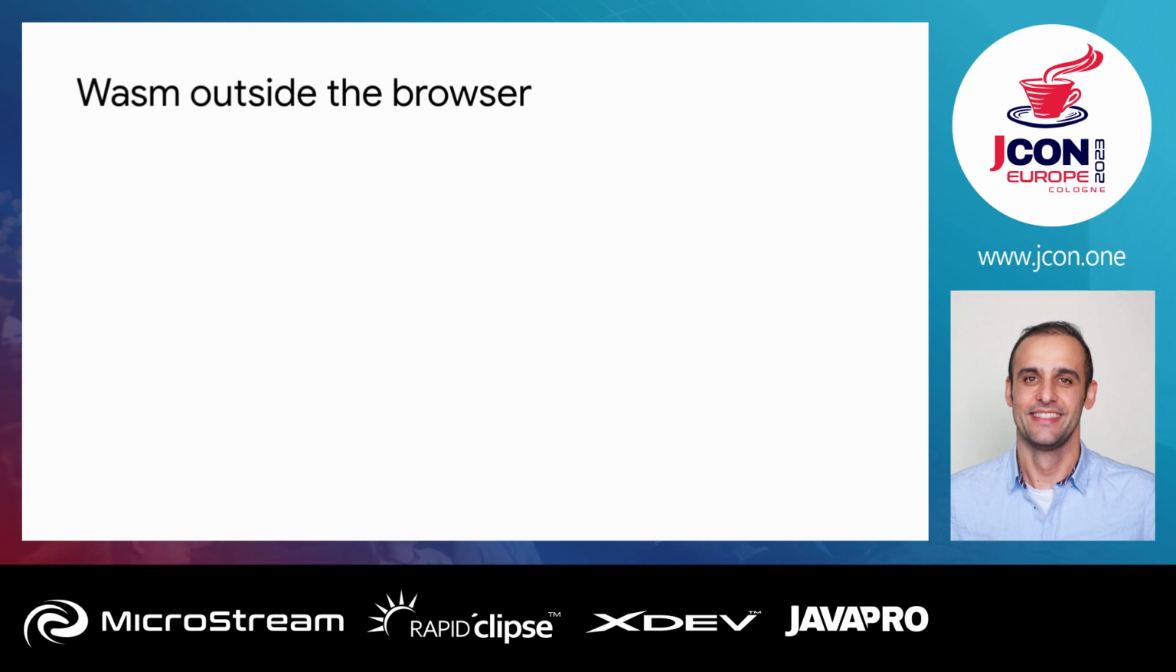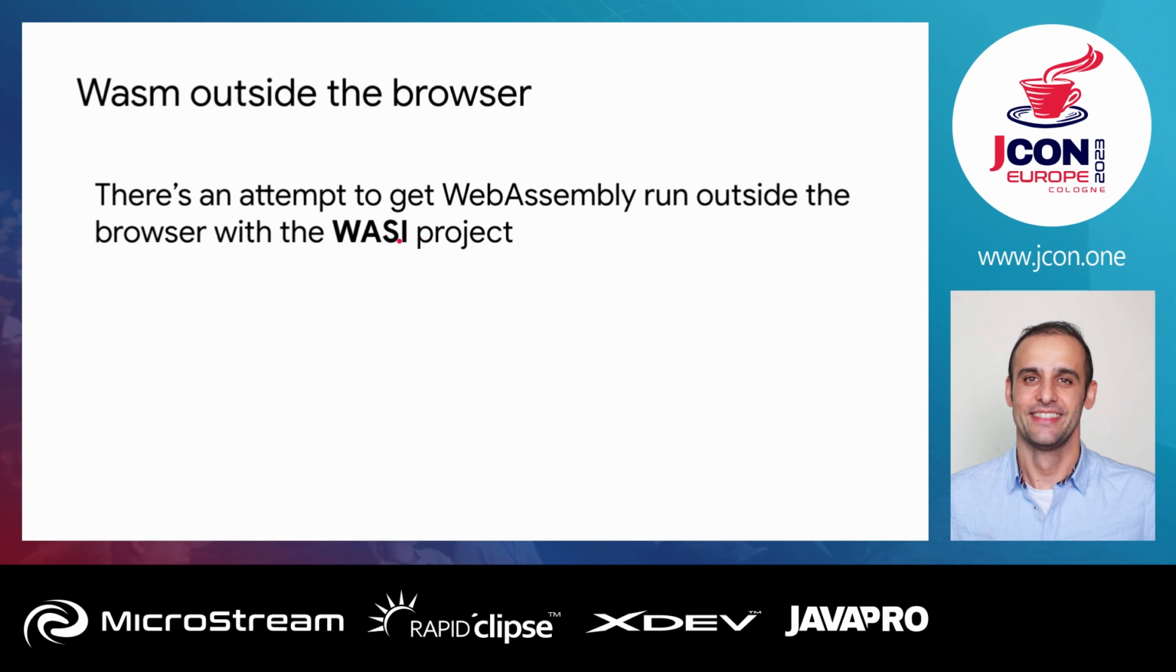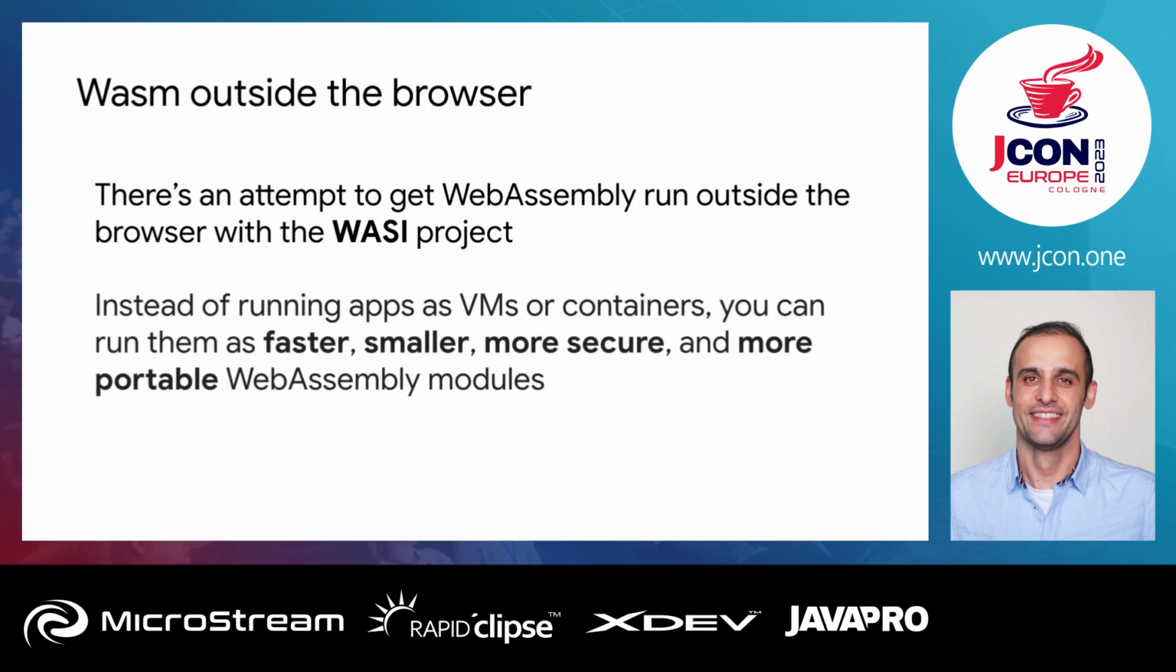All right, so what does Wasm, which is the short version of WebAssembly, outside the browser mean? Well, there's a project called WASI that I'll talk more about later, and the whole point of the WASI project is, it's trying to get WebAssembly to run outside the browser, right? Because when you run WebAssembly outside the browser, you need to be able to interface with the host, and that's what the WASI project tries to standardize and help with. And the idea here is that instead of running applications within virtual machines or within containers, you can run them faster, smaller, more secure, more portable using WebAssembly modules, right? So when you hear these words like faster, smaller, more secure, more portable, why not, right? Of course, we all want that, but what do they actually mean?